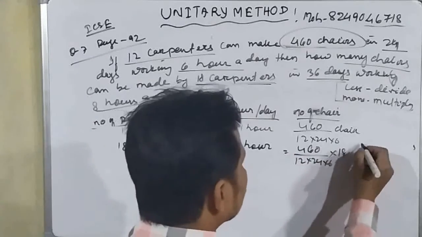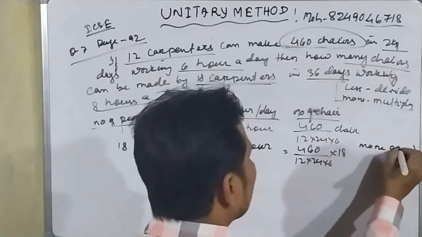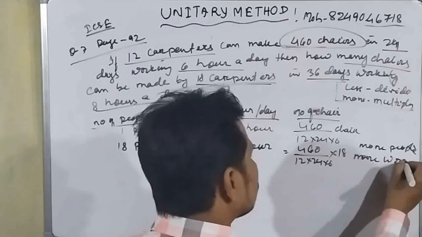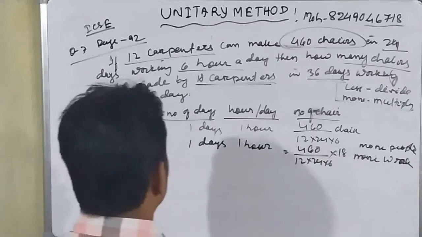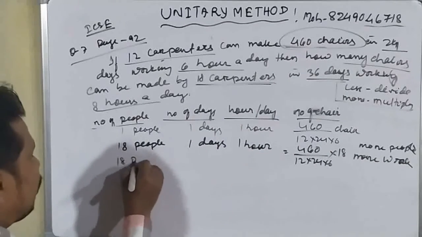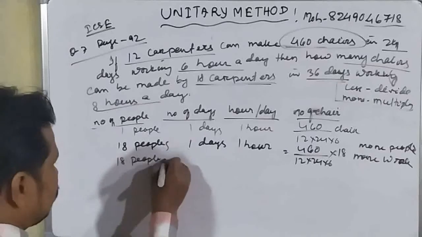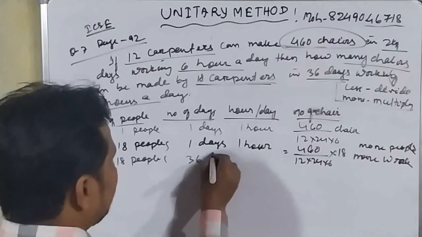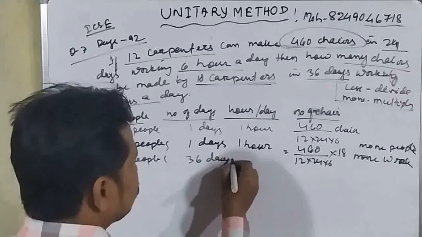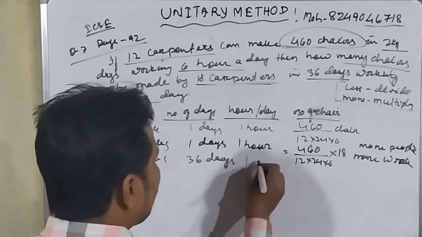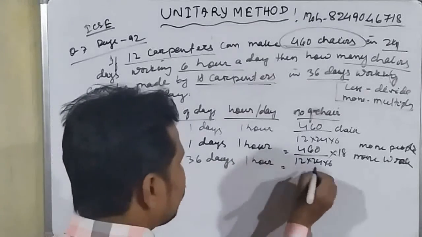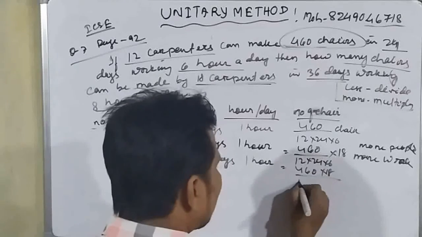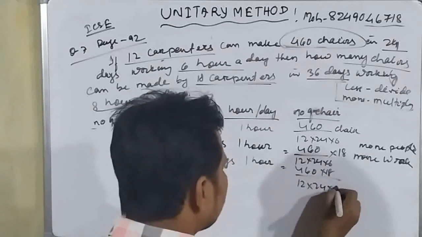18. Because more people, more work. Okay student, now 18 people, how many days? 36 days. For 1 hour, the result is 460 into 18 divided by 12 into 24 into 6.